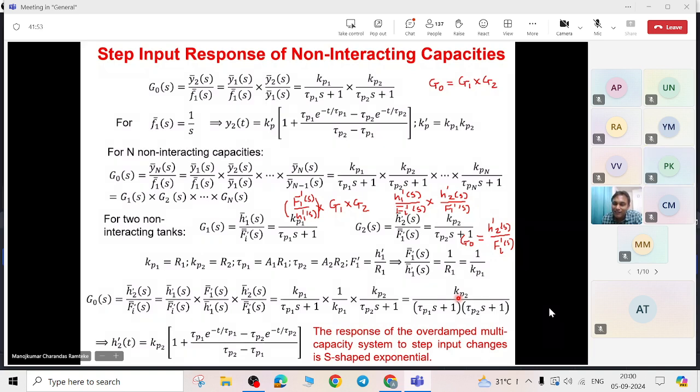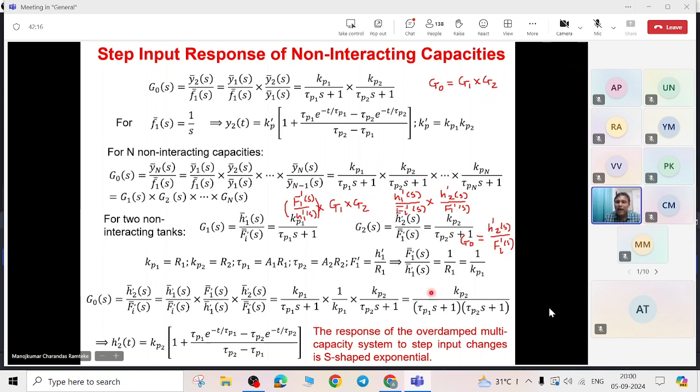Yes, sir. Isn't it? So here the process gain is just Kp2, which is nothing but R2. Again, inverting the same expression we will get, except this Kp dash, we will get Kp2. That is what we are going to get. Rest all are exactly the same as the earlier equation. Is it clear to everyone?